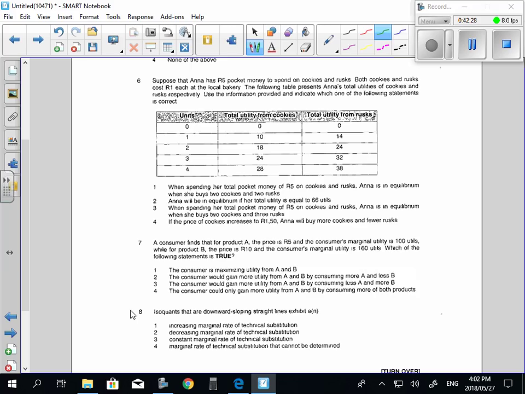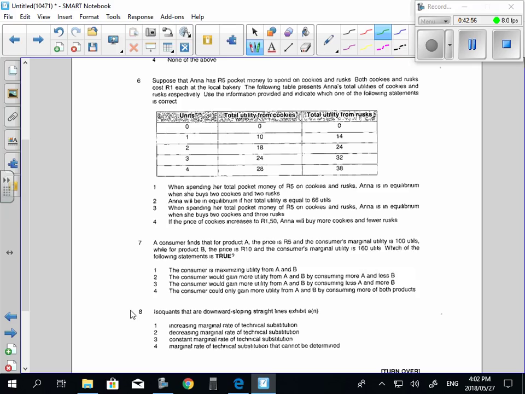So now remember, when we're looking at the marginal utility or total utility, in order to maximize your total utility, you have to spend your income in such a way that you maximize the per Rand value utility for every 1 Rand spent. So for this table, what you would actually have to do is calculate the marginal utilities for these products. And remember, marginal utility is the change in total.